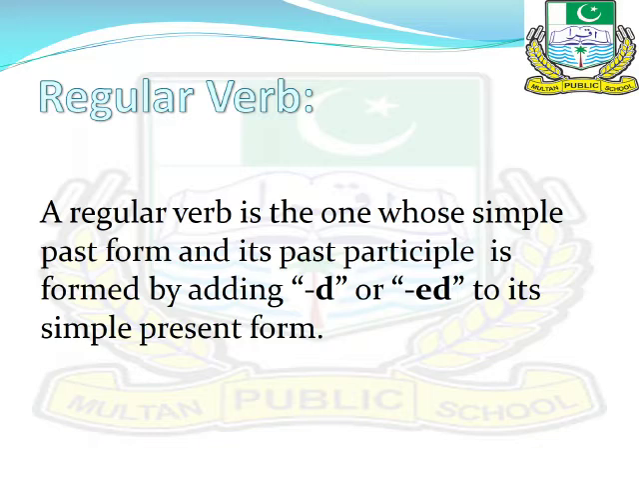The concept of forms of verb is now related to our main topic, regular verb. Now I'll tell you what is a regular verb. A regular verb is the one whose simple past form and its past participle is formed by adding d or ed to its simple present form. It means that if we add d or ed to the first form of the verb, second and third form of that verb are formed.